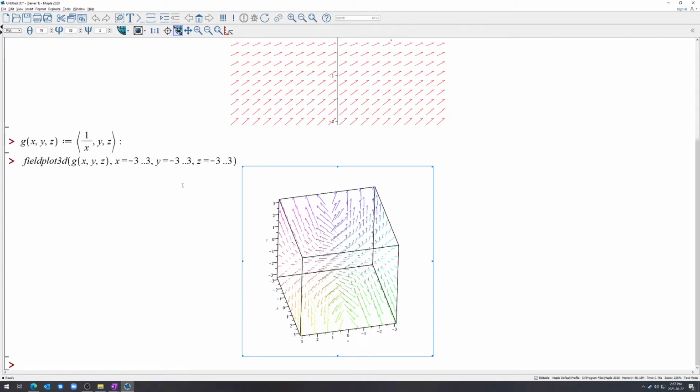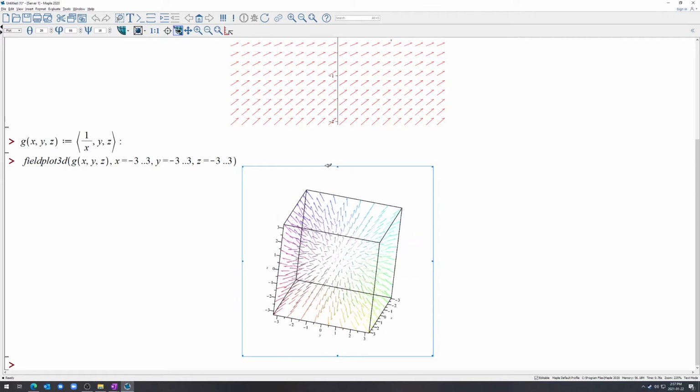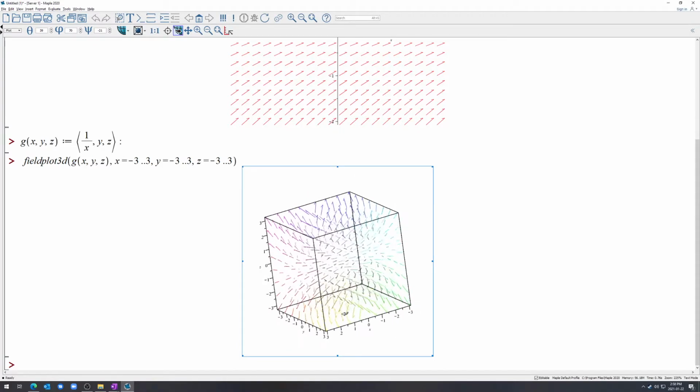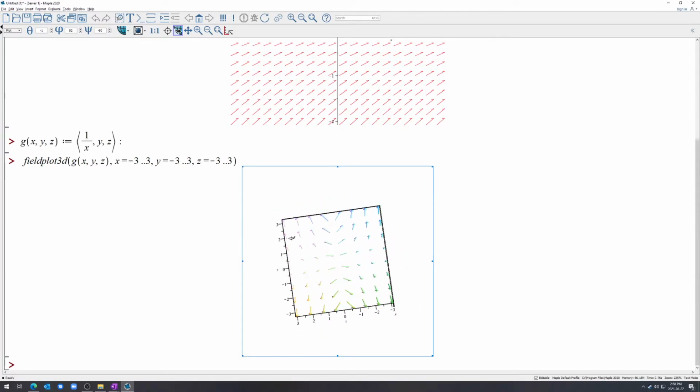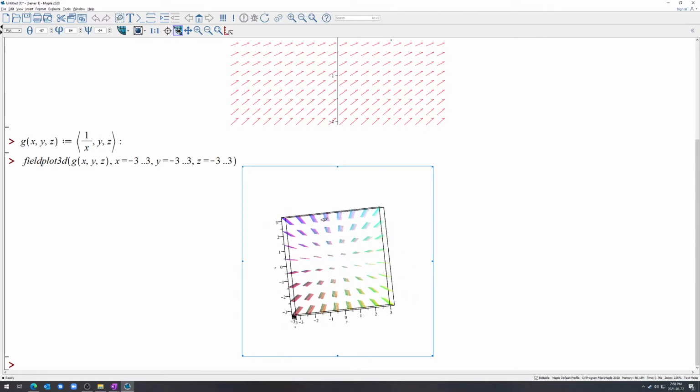But y and z, as they grow, they get larger. You can see for y equals 0, the vectors lie in the xz plane. But as y starts to increase, so does the y component. And same thing with z here as well. As z increases, you can see that the z component increases. So you can take a look at the 3 different sides here and try to make sense of that.